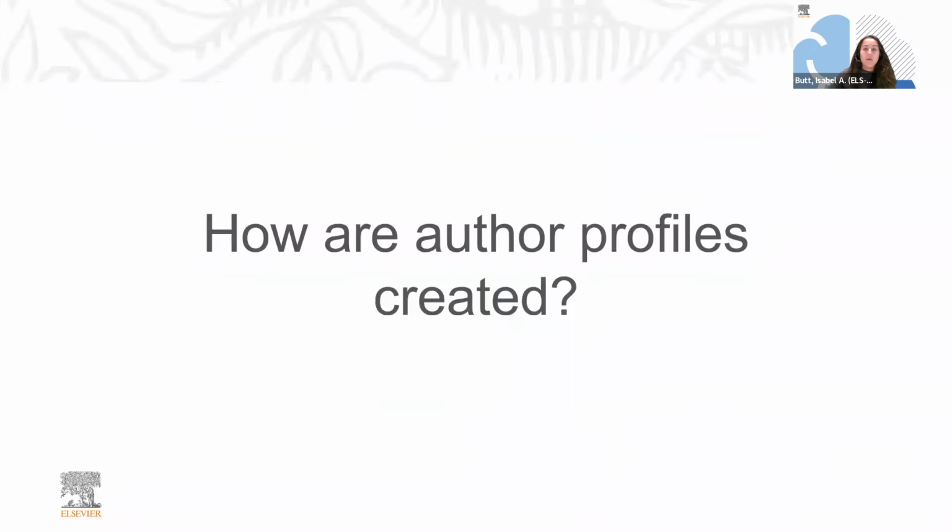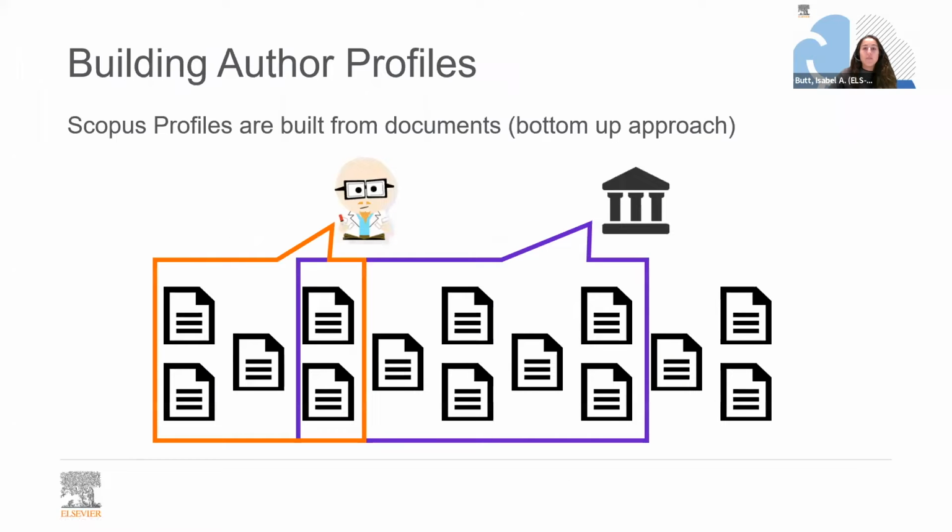So now I want to talk about how they are created. Our author profiles are built from the bottom up based on Scopus documents that come from the Scopus database, as I explained earlier. An author profile is basically a cluster of all the author information and publications belonging to the same researcher. So we clump them all together and say, okay, these are all the documents by this nice researcher here as depicted on the left. And our institution profiles are built in a similar way.